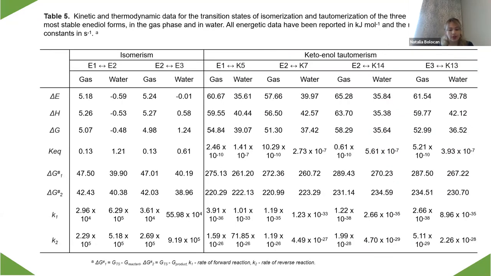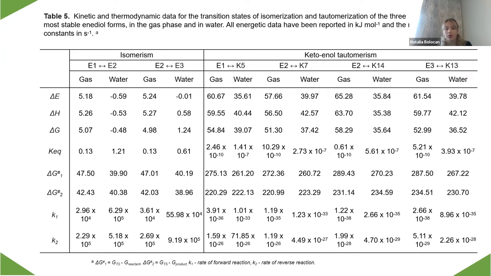So this table here summarizes kinetic and thermodynamic data for the transition states of isomerization and tautomerization reactions for the three most stable inediolic forms in gas phase and in water. We see here, for example, that in the case of isomerization reactions, the equilibrium constant for gas is 0.13, and for water, it's 1.21 and 0.61.